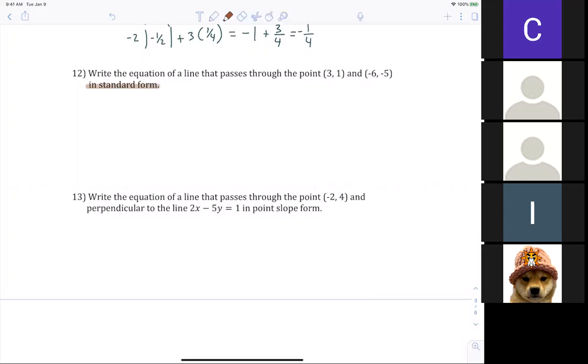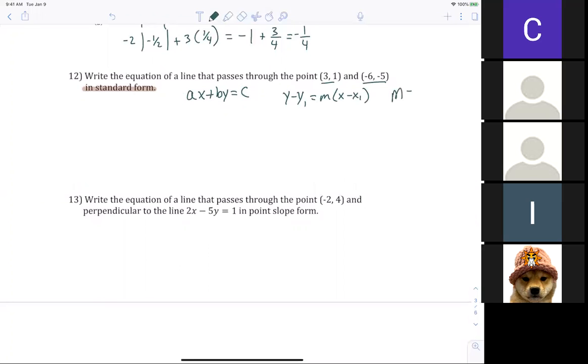Standard form. Write the equation in standard form. So everyone wants to write down ax plus by equals c. Because we have 2 points, we also want to write it in point slope form first. Because we're missing the slope, m equals y2 minus y1 over x2 minus x1. Now don't forget this is x1, y1. So now we have -5 minus 1 over -6 minus 3, -6 over -9. Everybody happy with the slope being 2/3?